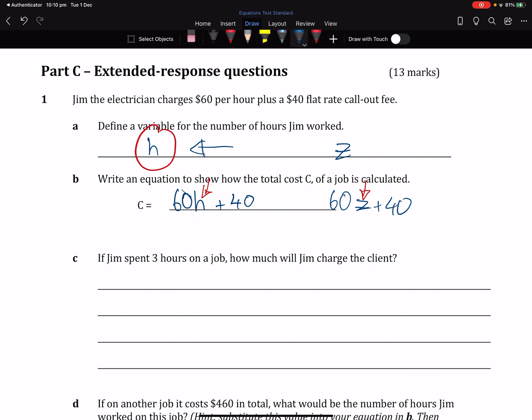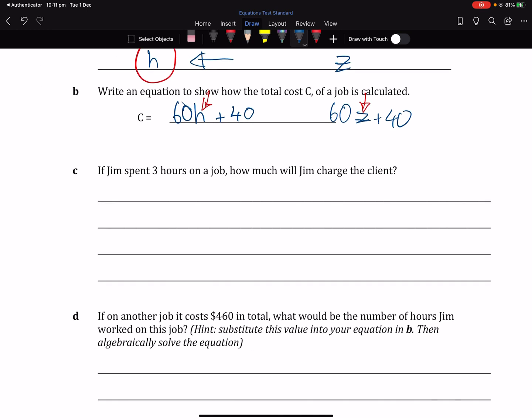Now, if Jim spent 3 hours on a job, how much will Jim charge the client? So this is actually just substitution. We've written our equation up the top. It is 60H plus 40 is equal to the total amount that he will charge. We've been told that it is 3 hours, so we substitute 3 in for H. So if H equals 3, that's what we're basically saying.